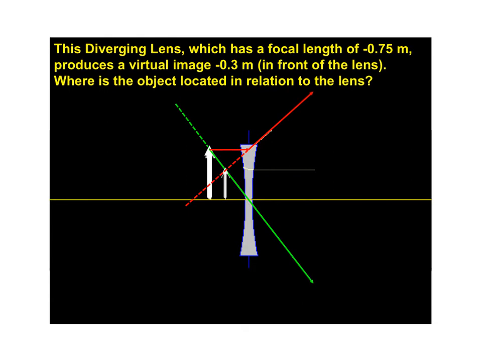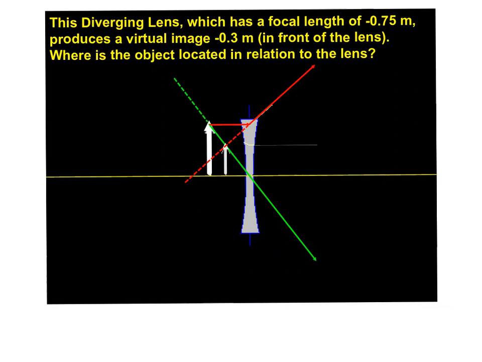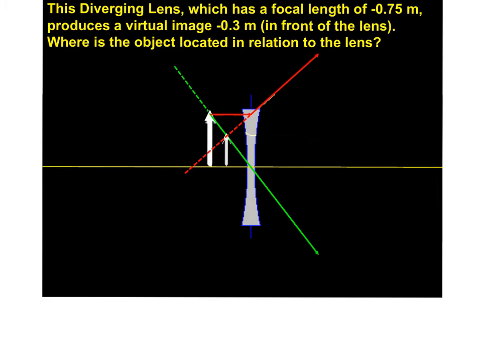So let's do one more example very quickly here. Let's do a diverging lens. For your diverging lens, we're told it's going to have a focal length of negative 0.75 meters, because all diverging lenses have a negative focal length. It's going to produce a virtual image, which remember, virtual images are always negative. So we're going to have a negative DI here, and that makes sense because this is a diverging lens.